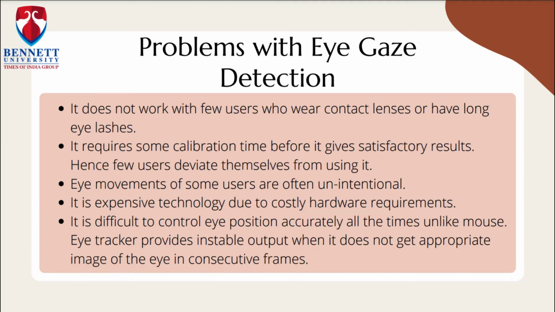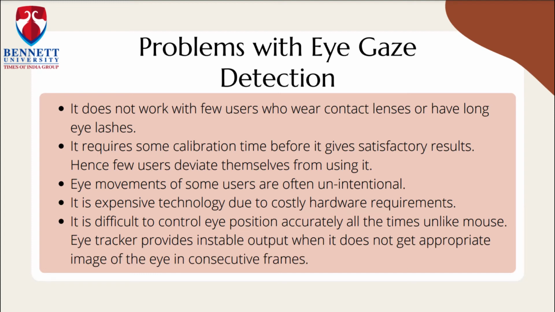Just like a coin has both heads and tails, every technique has both pros and cons. So let's come to the problems with eye gaze detection. The very first problem is that the detection of gaze for people who wear contact lenses or have long eyelashes is really very difficult. Whenever a person is wearing contact lenses, the feature extraction of his eyes is really tough. So this makes the gaze detection also a bit complex.